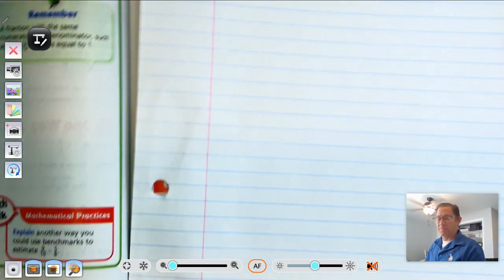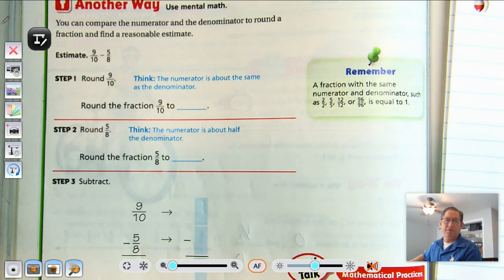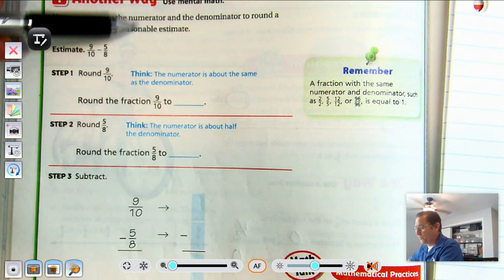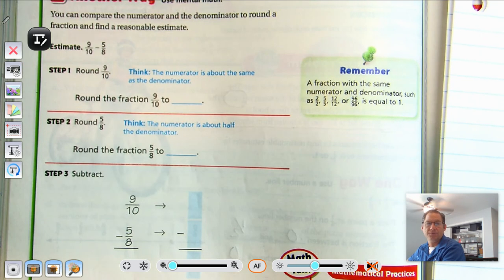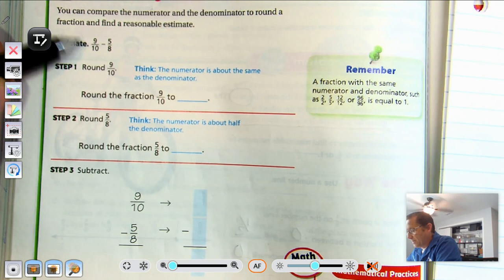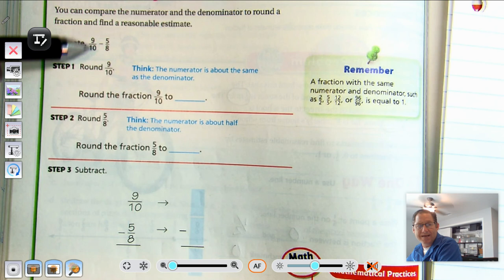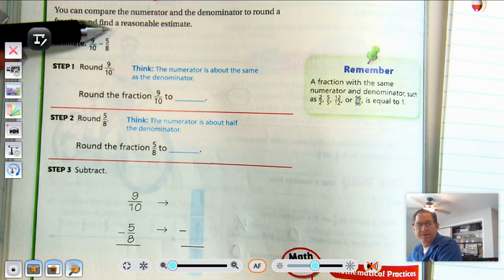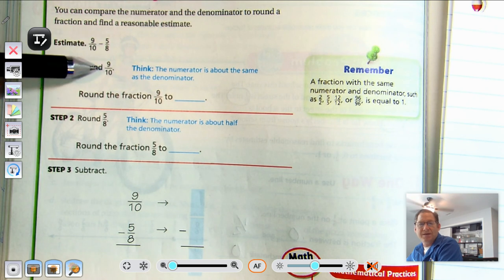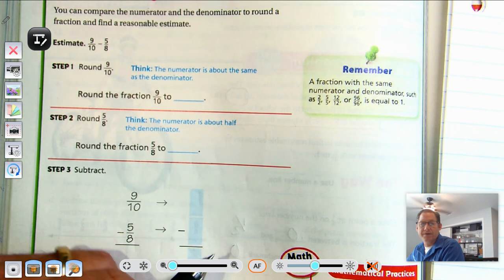All right, another way we can do that is just using mental math. Okay, we can compare the numerator and the denominator to round a fraction and find a reasonable estimate. So let's look at this subtraction problem. We have 9/10, and we're going to take away 5/8. So 9/10, the numerator is about the same as the denominator, right?